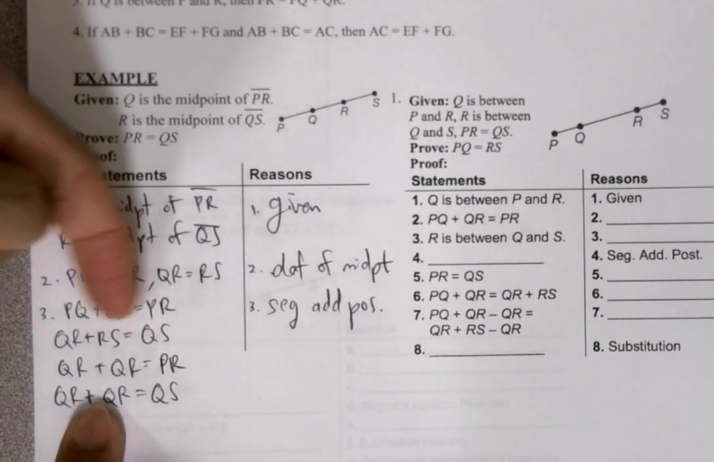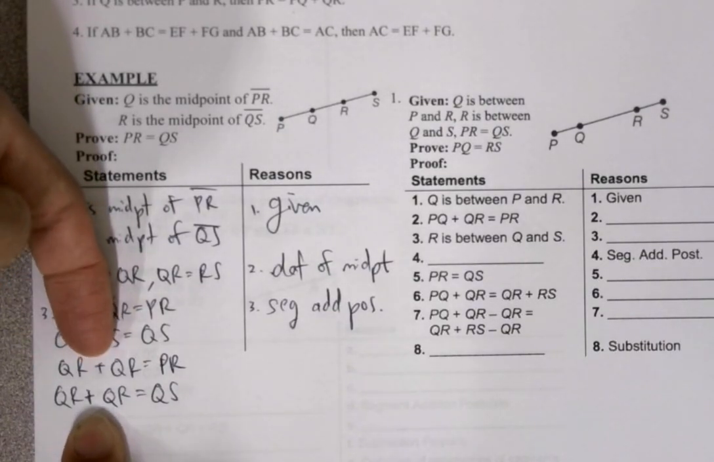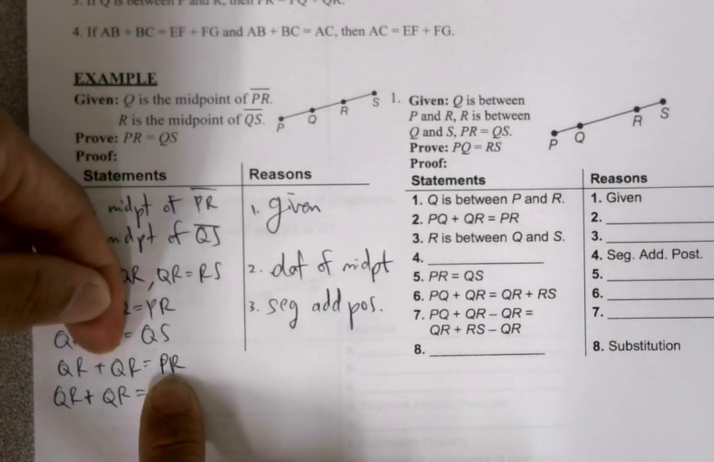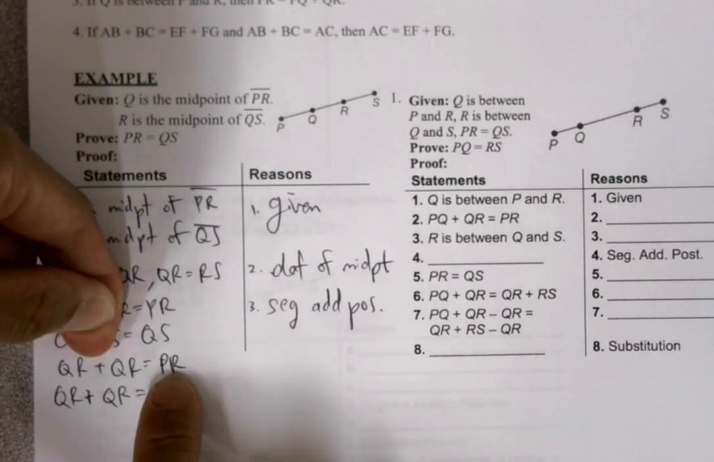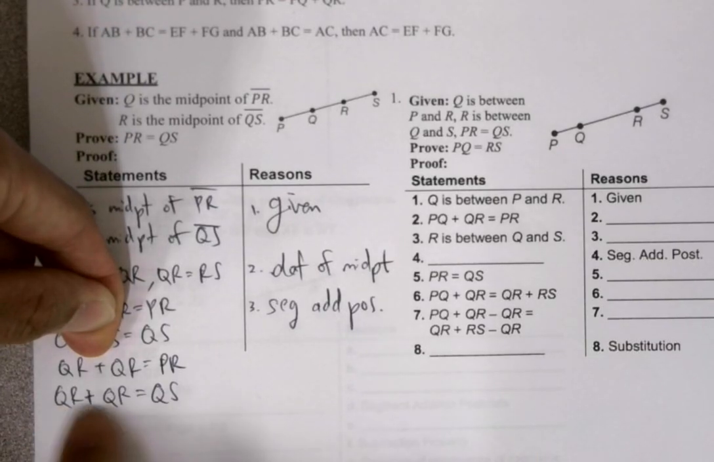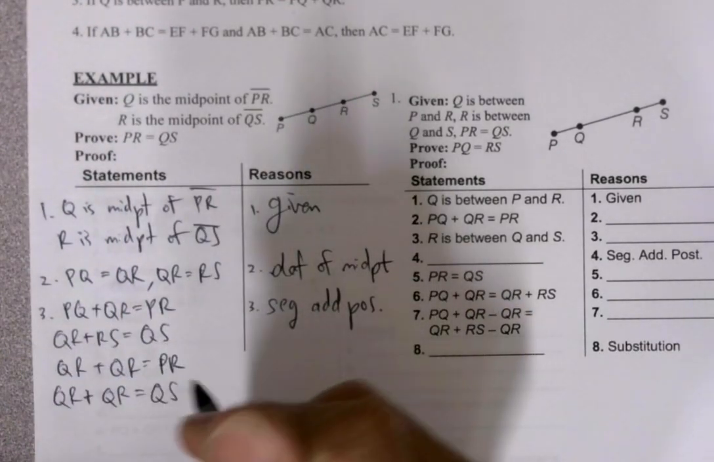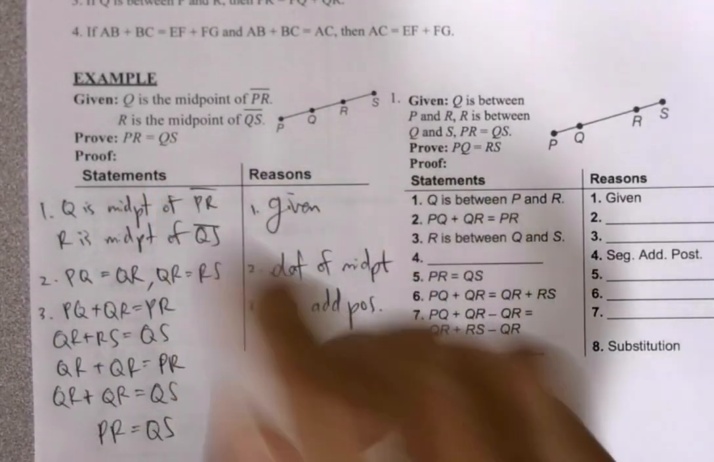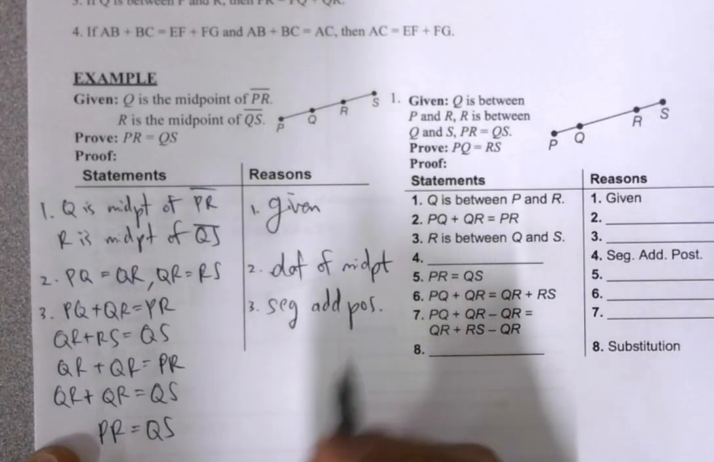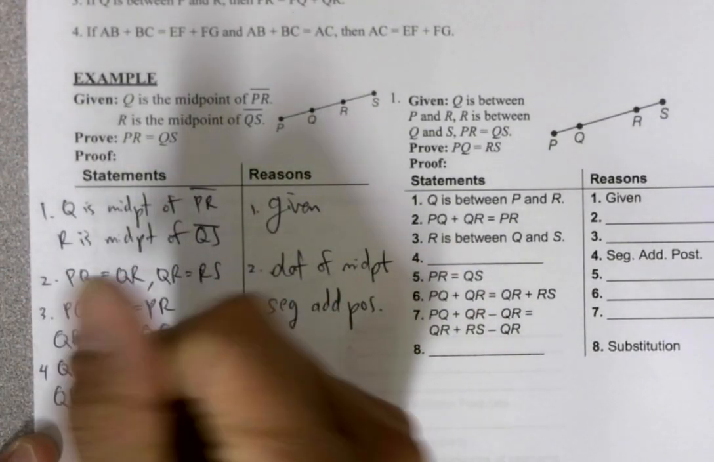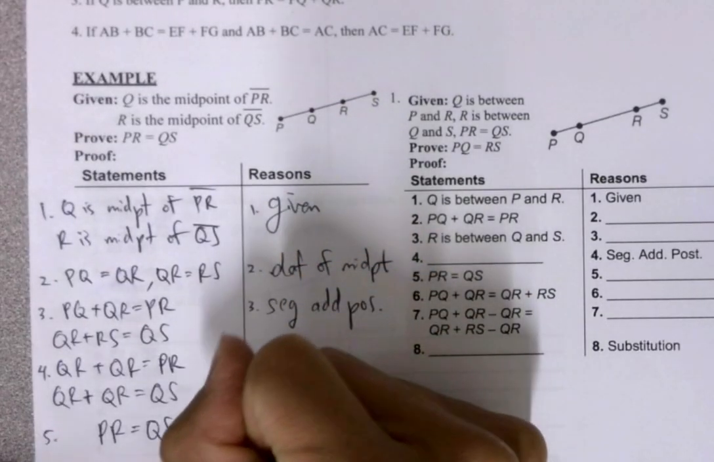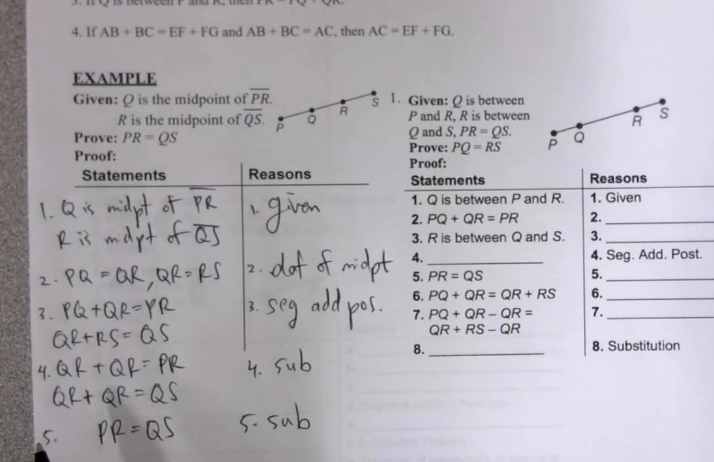So PR and QS both equal the same expression. So that means I could take this PR and I could put it in the place where I see QR plus QR. So I'm taking this PR and I'm going to put it right over here in the place of QR plus QR, substitution. So I want to say now PR is equal to QS, and that's my proof statement. So we substituted our way to the proof statement. Let me say this is 4 and this is 5. So 4 is going to be substitution, and 5 is also going to be substitution. And so that's how we did this first problem here.